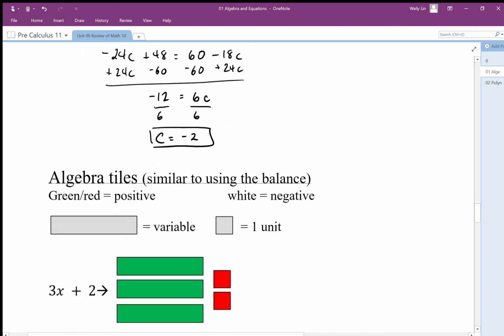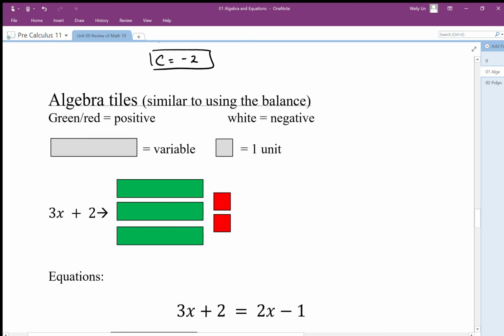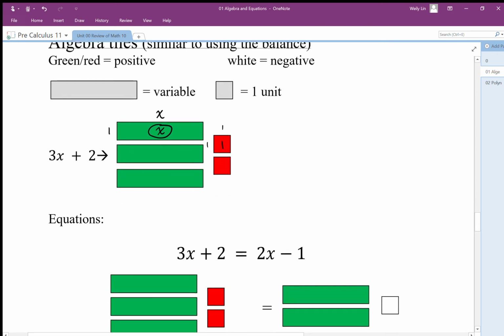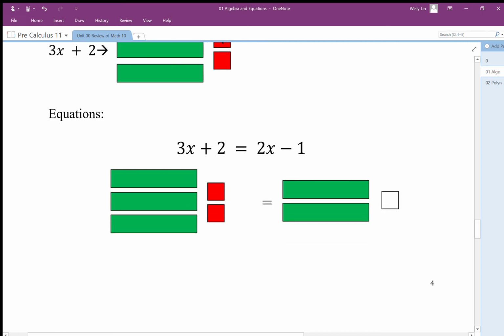So with algebra tiles, remember that these tiles represent 1x. The algebra tiles have a width of 1, a length of x, and the area is our algebra tile x. Here, this is width of 1, length of 1, and the area of 1 is our algebra tile. When we talk about algebra tiles, we're talking about the area. So if I have an equation, 3x plus 2 equals 2x minus 1, there's my algebra tile balance. And I can even draw a balance in there and say that they're balanced.